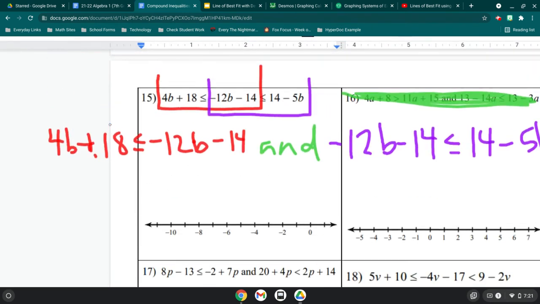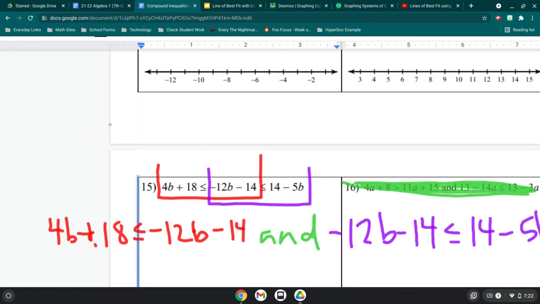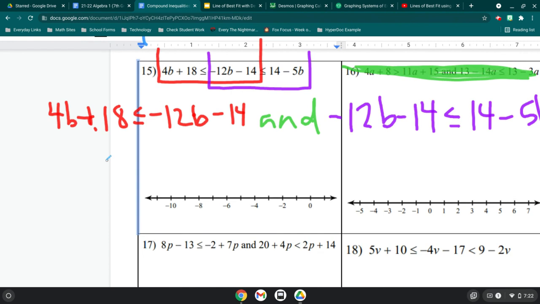So first things first, we need to get b by itself. And it does not matter which side we move it to. I'll show you how to put it all back together at the end. Honestly, the only thing you really need to keep in mind is maybe you don't want a negative coefficient, so then you don't divide by a negative and you don't have to remember to flip it. That's the only thing that you might want to use as kind of like your guideline.